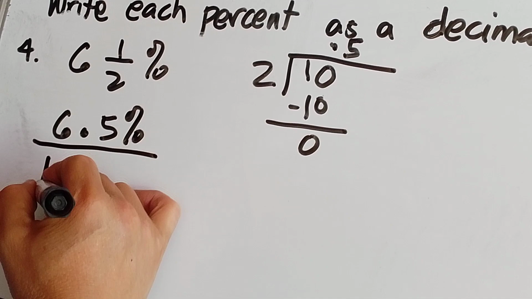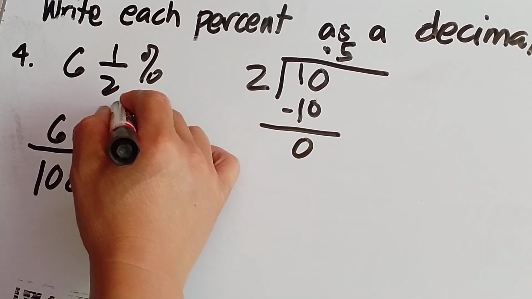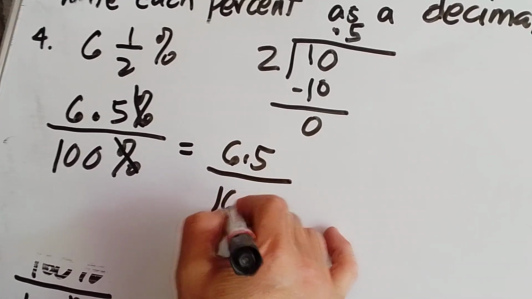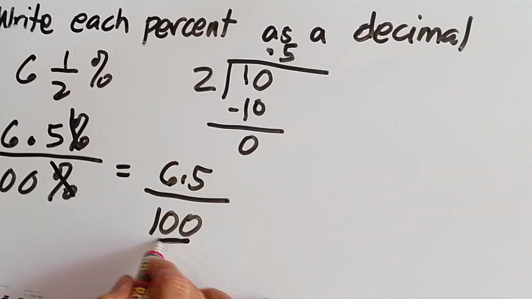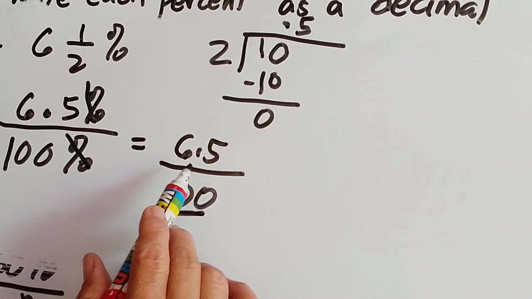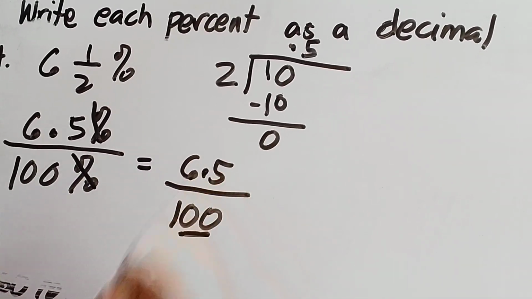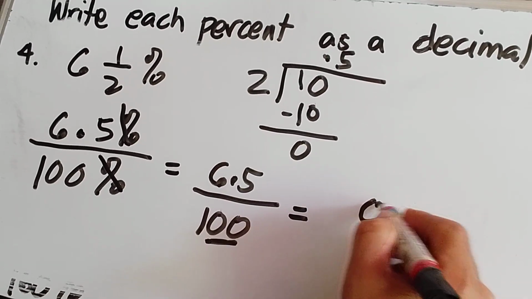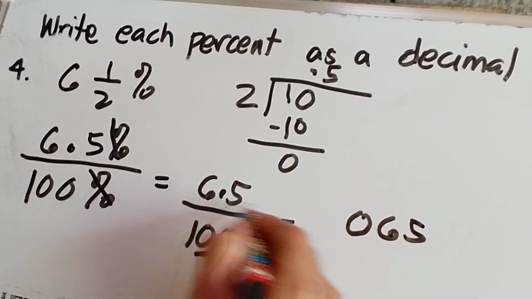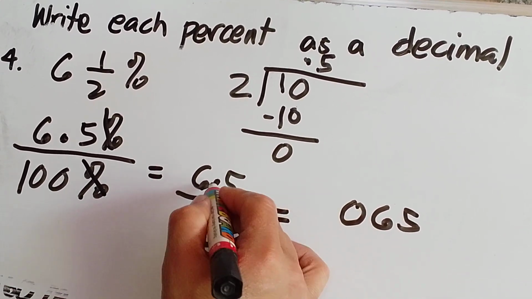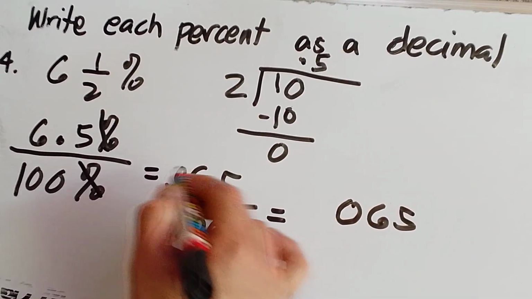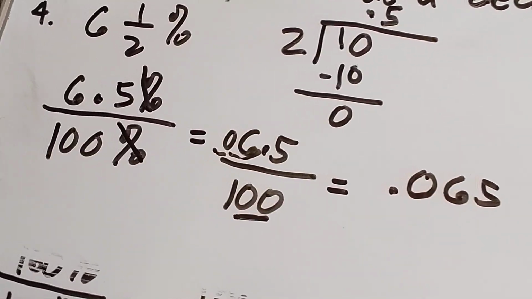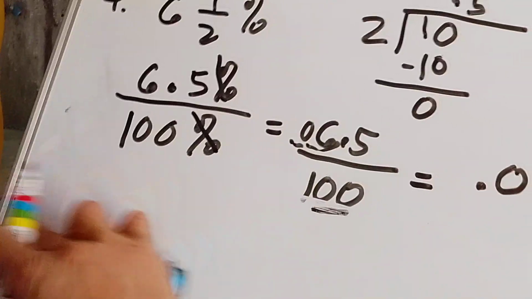Again, I need to divide by 100% in order to cross out this symbol. So I have 6.5 over 100. Again, we have two zeros. So I need to move two decimal places from this point. Since this is only 1, I need to add 0 so that I can move two decimal places. This one at 0, this one and the point. So the answer is 0.065.